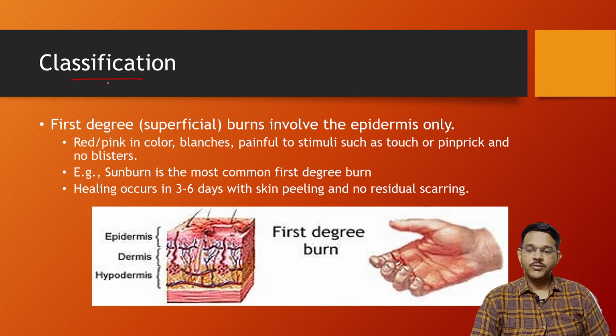Now, nowadays we divide the burns into 1st degree, 2nd degree and 3rd degree based on the involvement of the skin layers. 1st degree is superficial burns involving only the epidermis. Here it is red or pink in color. They blanch and are painful to stimuli. A common example is sunburn. They only involve the superficial skin. They are very painful to touch, and they usually heal by 3 to 6 days with skin peeling and no residual scarring.